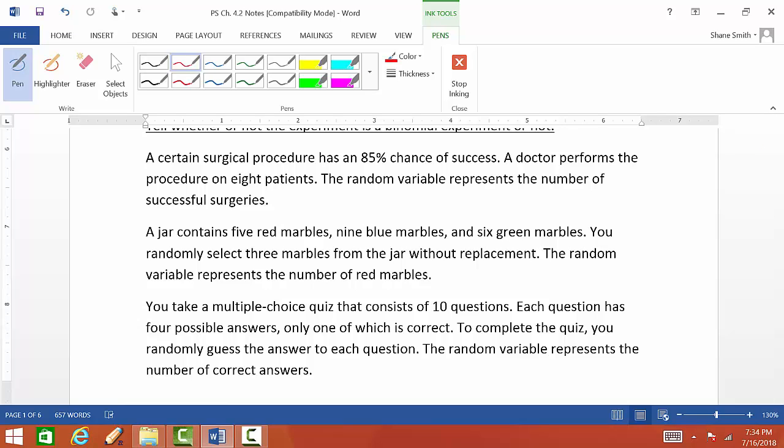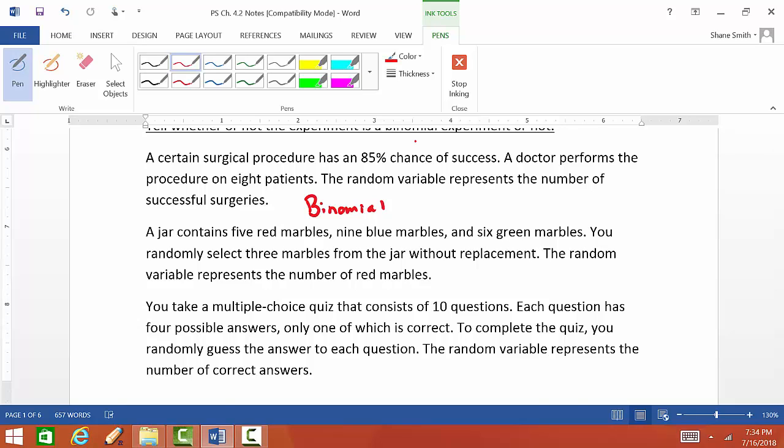So hopefully you read these scenarios, and let's talk about them. A certain surgical procedure has an 85% chance of success. A doctor performs the procedure on 8 patients. The random variable represents the number of successful surgeries. So this is binomial because you have a successful surgery or a failure. You have an 85% chance of success that doesn't change, and the number of trials is 8. And you're counting the number of successes. That fits all the criteria.